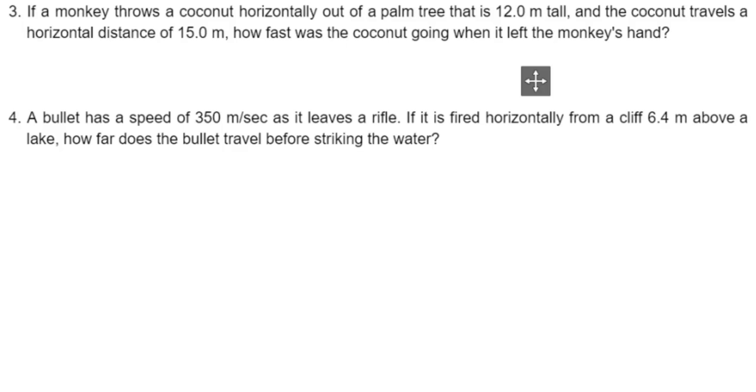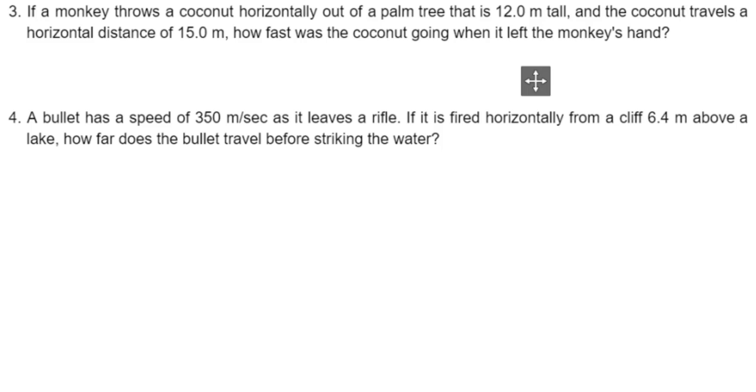All right, so continuing our discussion of projectile motion. So we've got questions 3 and 4 from the worksheet C03. If a monkey throws a coconut horizontally out of a palm tree that is 12.0 meters tall, and the coconut travels a horizontal distance of 15.0 meters, how fast was the coconut going when it left the monkey's hand?